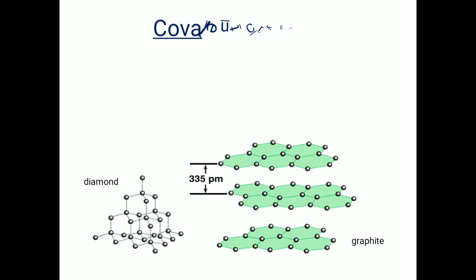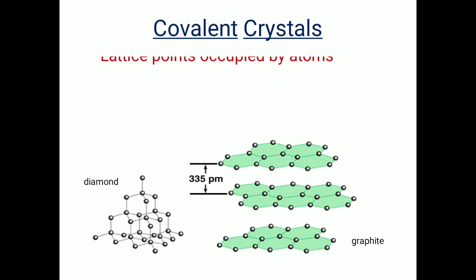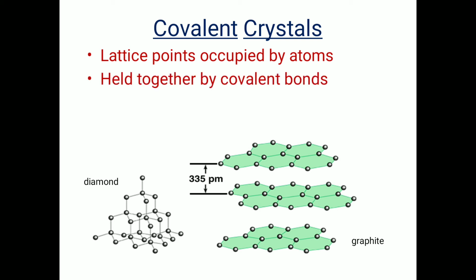Coming round to the next one, that is covalent crystals. So in case of covalent crystals, the lattice points or the crystal is made up of atoms. They are held together by covalent bonds. They are hard and they have got a very high melting point. Diamond has got a melting point of about 3000.